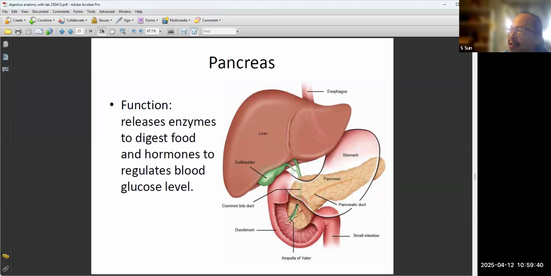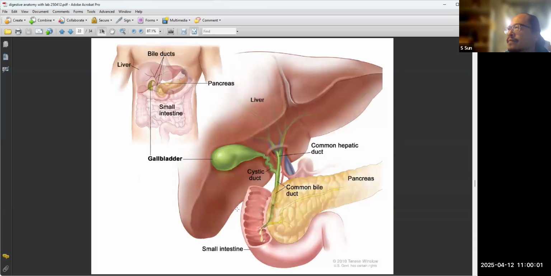And the function of the bile is to help digest the fat. Because fat is pretty greasy, it tends to group together. Bile is very much like a detergent. It can break those fats apart. So that's that.